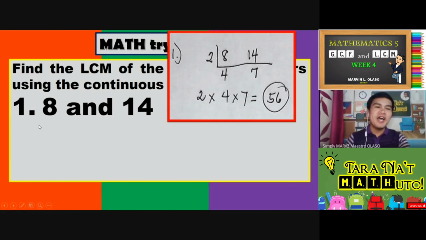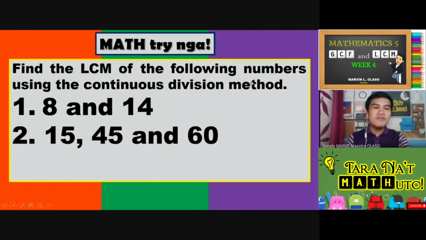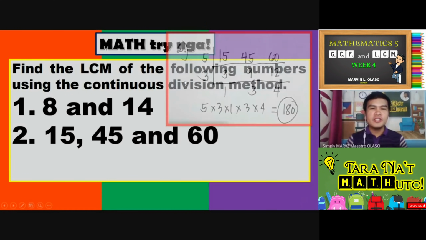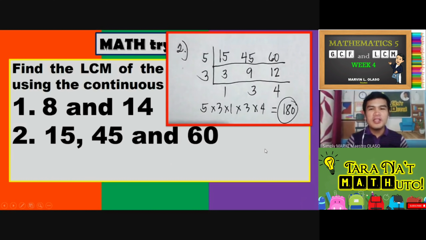And for number 2, we have 15, 45, and 60. What is the LCM of 15, 45, and 60? Pause it now. Now, if you play it, ibig sabihin you are done. So let's check. Let's compare. So this is the solution. This is my solution. Yes, if you have another solution, it's okay. But the answer is 180. The LCM of 15, 45, and 60 is 180. Did you get the same answer?